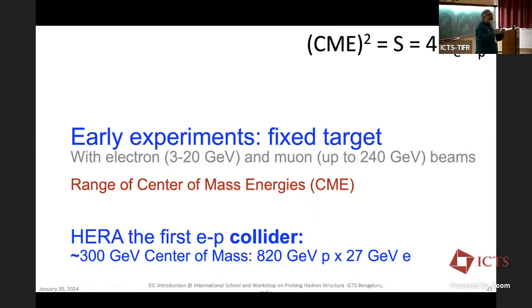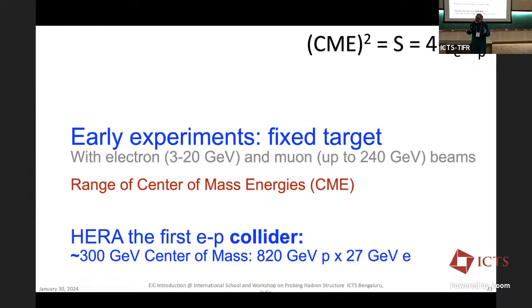So it's very difficult to effectively accelerate electrons to very high energy, because of their low mass, they will radiate all the time. For muons, that is a simpler problem. That's why we could go to 240 GeV. But the result is that the center of mass energies are very small.